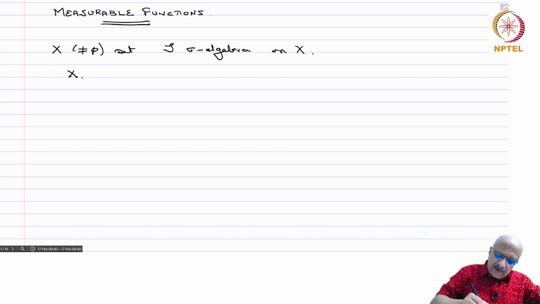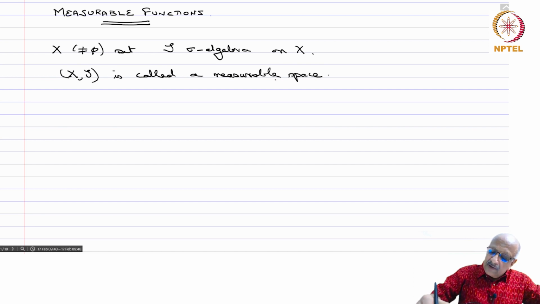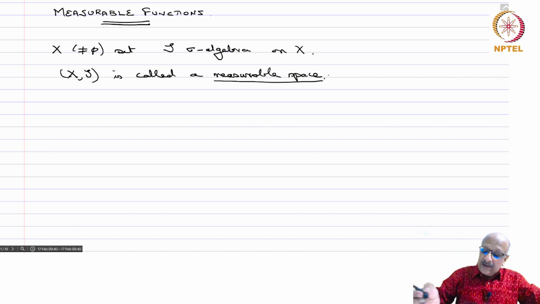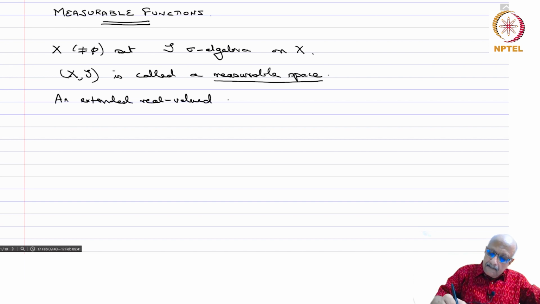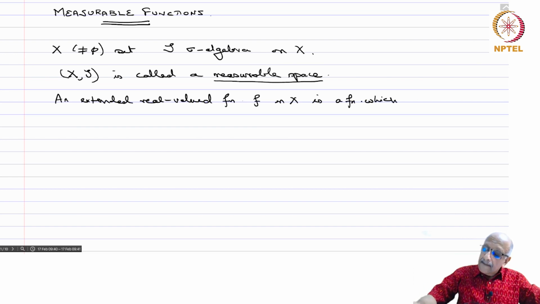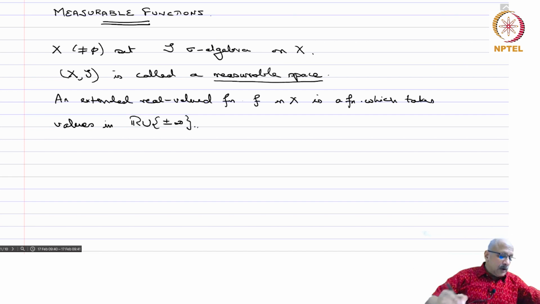Then we say (X, S) is called a measurable space. That means it has all the structure necessary to define a measure. So it has a non-empty set and a sigma algebra, and so if possible one can define a measure on it. An extended real valued function f on X is a function which takes values in R union plus minus infinity. So you allow infinite values also.